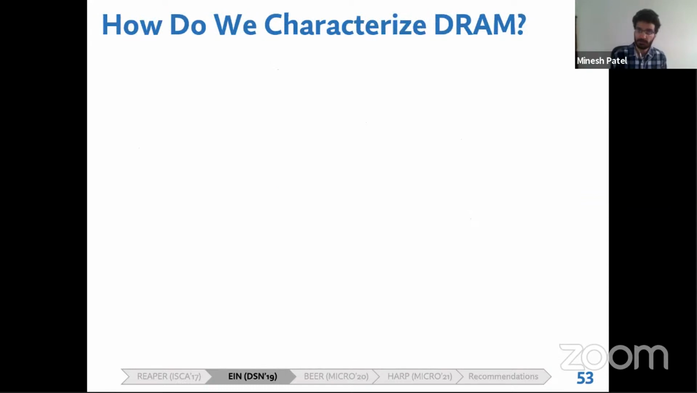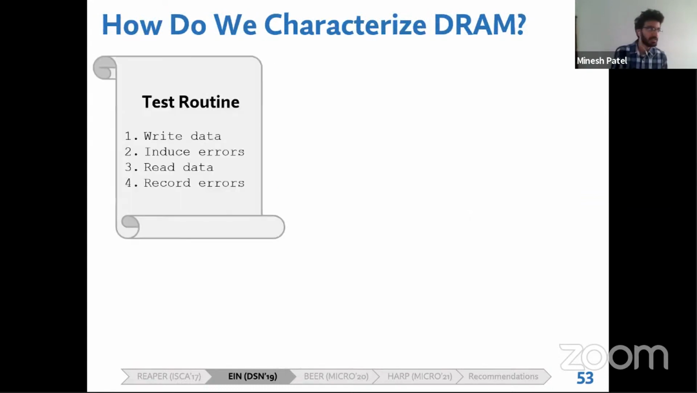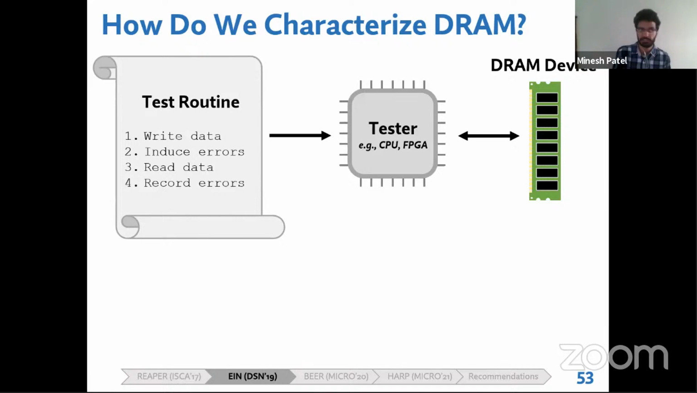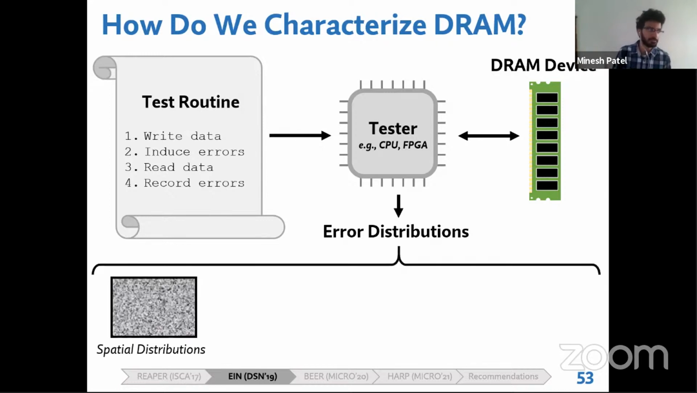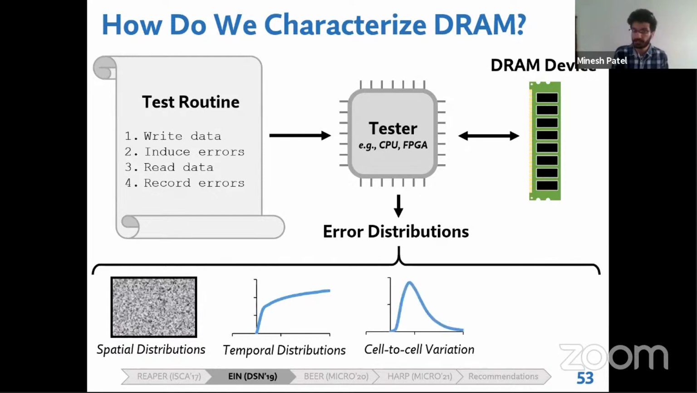The next question is, how do we characterize DRAM? We typically have some sort of testing routine, such as we saw with the profiling mechanisms in the previous set of slides. This testing routine is input to a tester, which interfaces with the DRAM device. By executing this testing routine, we obtain some sort of error distribution. This might be a spatial distribution of errors across the address space, temporal distributions of how errors vary over time, variation between different cells, or even comparisons between different devices. These are all examples of error characterization studies that we might perform.